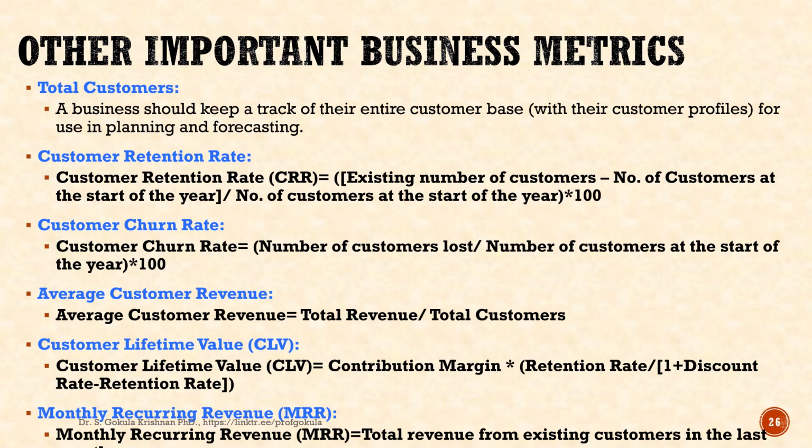And finally, other important metrics: total customers, customer retention rate, customer churn rate, average customer revenue, customer lifetime value, monthly sales, monthly recurring revenue, and so on. These will give you a clear-cut overview of your business, whether you are doing well or not. Total customers will tell you how well your business is doing. Based on that, you can plan and forecast for the future.